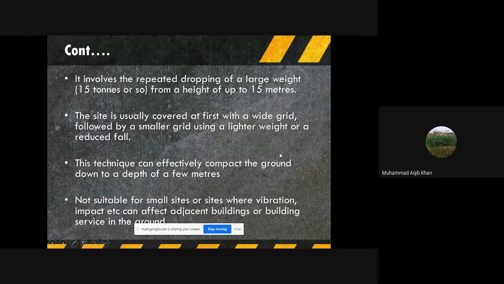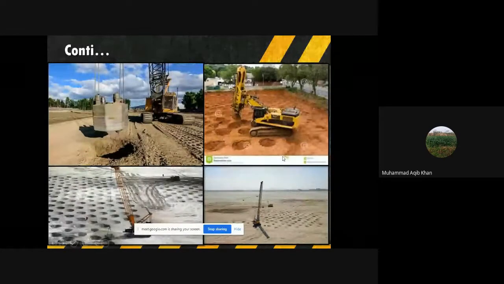It is not suitable for small sites or sites where vibration impact can affect adjacent buildings or building service in the ground. Here are some pictures of how dynamic compaction is done. And the advantages of dynamic compaction are that it is cost effective, it densifies and compacts soil to a depth of 12 meters, and it improves the bearing capacity of soil.